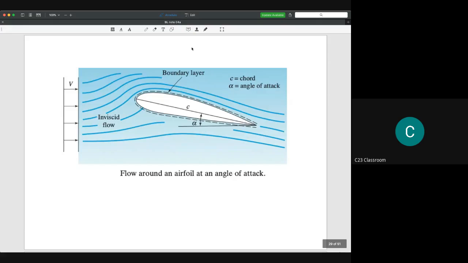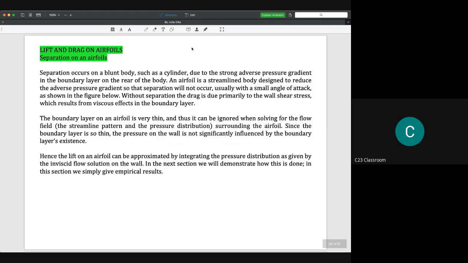So this is the airfoil here. Usually they try to avoid the separation, because separation will actually reduce the lift force. The boundary layer on an airfoil is very thin, and thus it can be ignored when solving for the flow field, the streamline pattern, and the pressure distribution surrounding the airfoil.